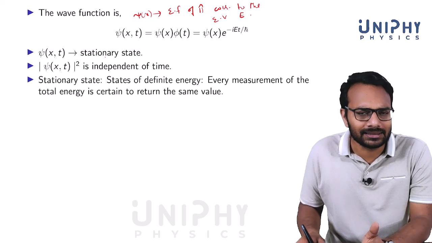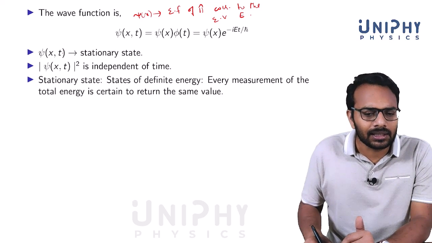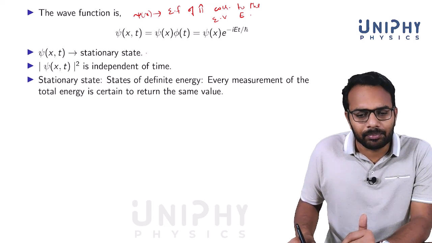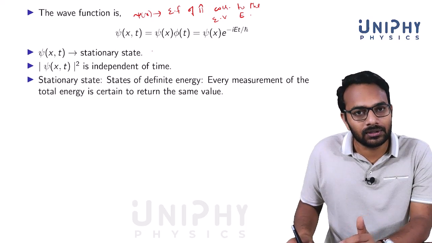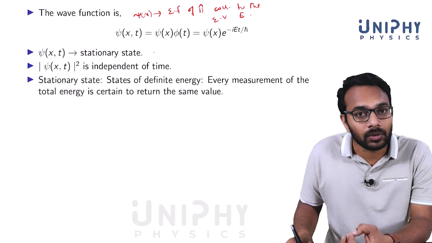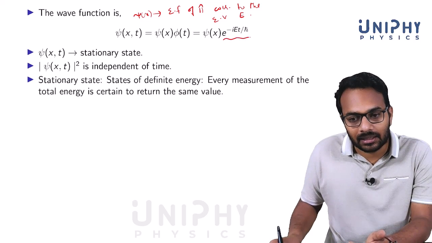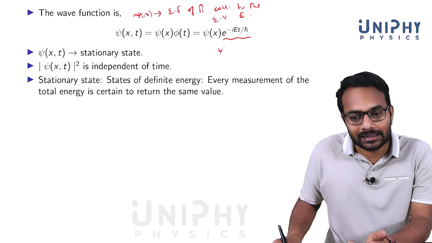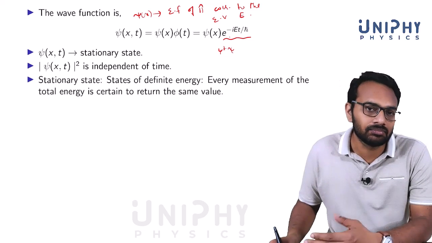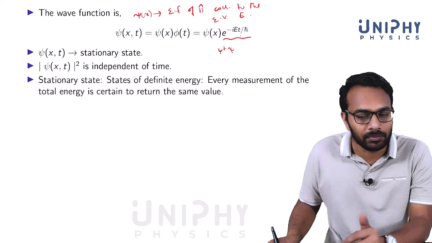Why do we call it a stationary state? Because you see that the probability, if you take the modulus square, does not depend on time. Now, why doesn't it depend on time? Because the time dependence comes in this form. When you do psi star psi, this term just goes away. You multiply it with the complex conjugate.